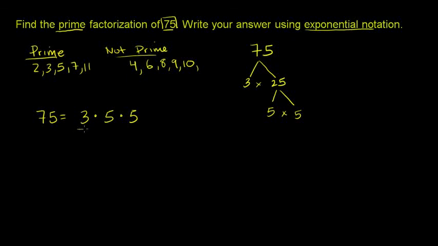So this is a prime factorization, but they want us to write our answer using exponential notation. So that just means if we have repeated primes, we can write those as an exponent. So what is 5 times 5? 5 times 5 is 5 multiplied by itself 2 times. This is the same thing as 5 to the second power. So if we want to write our answer using exponential notation, we could say this is equal to 3 times 5 to the second power, which is the same thing as 3 times 5 times 5.